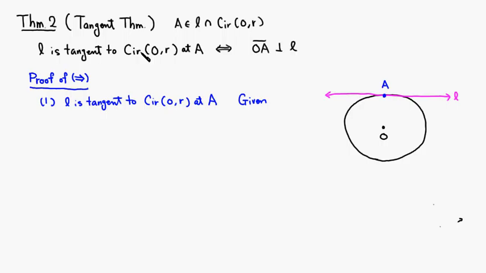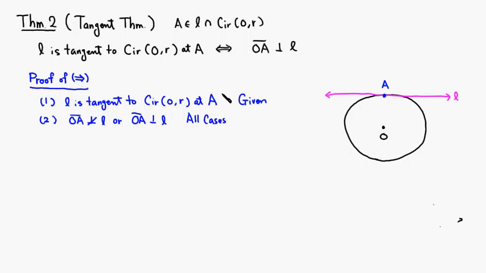So let's prove the first implication. Let's assume that L is tangent to the circle at point A. We want to show that segment OA is perpendicular to L. I'm going to list all possibilities: segment OA is not perpendicular to L, or segment OA is perpendicular to L. This is just listing all possible cases, so I'll just say all cases.